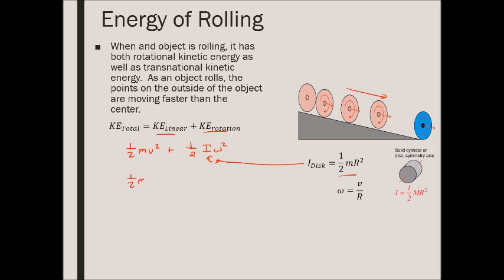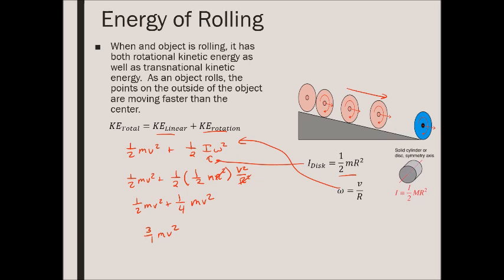So we get 1/2 mv squared plus 1/2 times 1/2 mr squared. And I'm also going to substitute in this definition of omega as v over r, so we get v squared over r squared. And like we saw previously, these two r's will cancel out. So then I have 1/2 mv squared plus 1/2 times 1/2 is 1/4 mv squared. And now I have 1/4 mv squared and 1/2 mv squared. So that gives me 3/4 mv squared as my kinetic energy for a disk rolling.